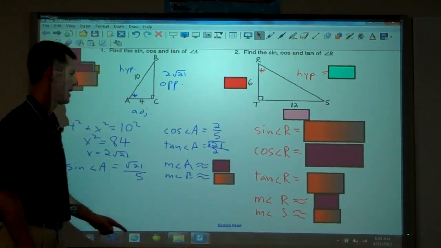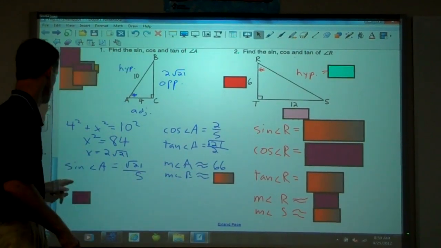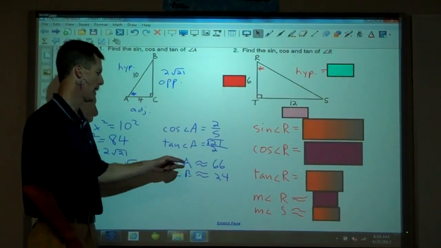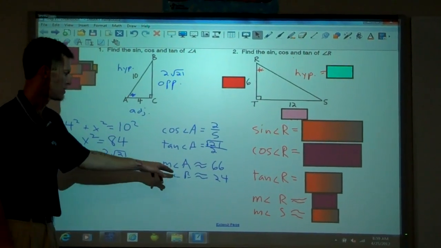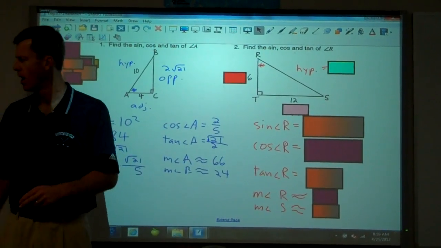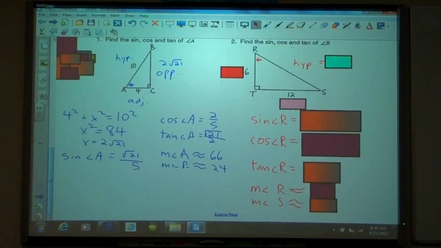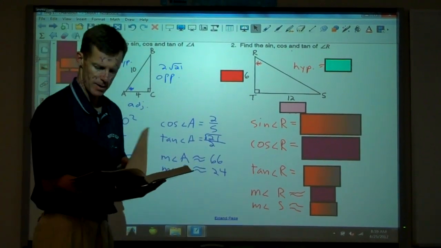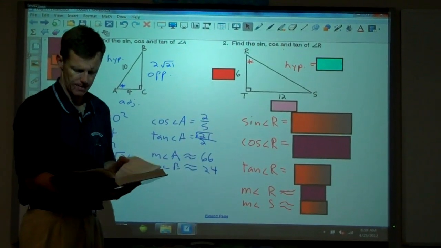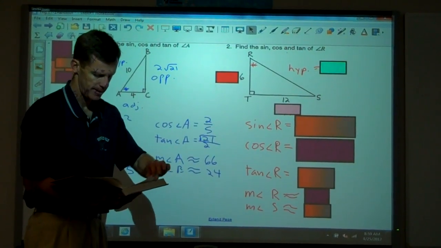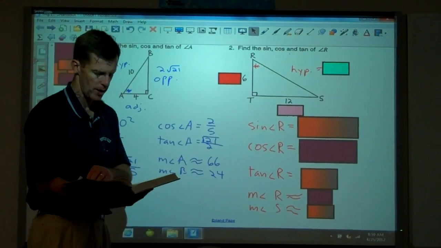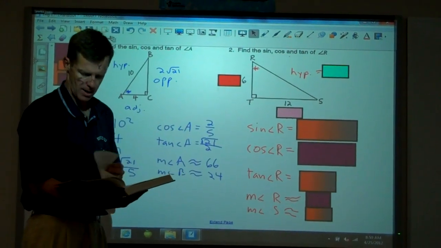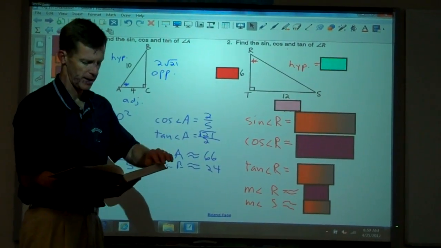So, we're going to talk about how I arrived at this. The measure of angle A approximately equal to 66, and the measure of angle B approximately equal to 24. I'm going to go off the camera for a second, keep it running there, Caroline, and I'm going to grab my textbook. I believe I've given you this page already, and I should have had this ready to begin with, but I didn't, unfortunately. But there's actually a chart in the back of your book. It's called a trigonometric chart of values, and I'm having some difficulty finding it.